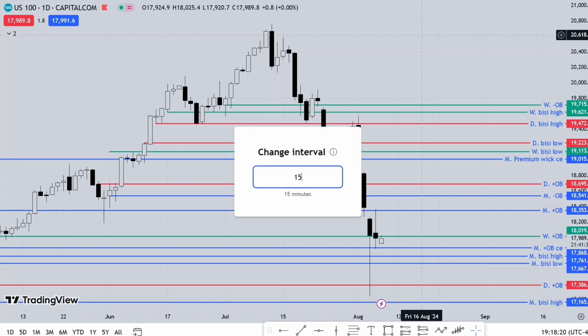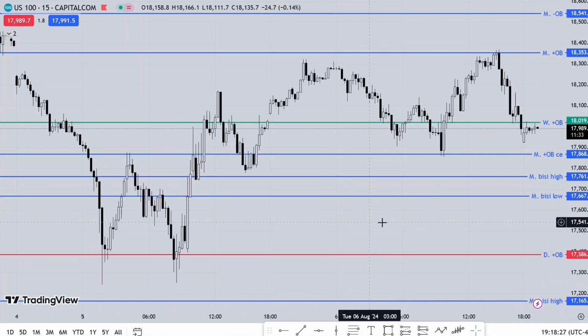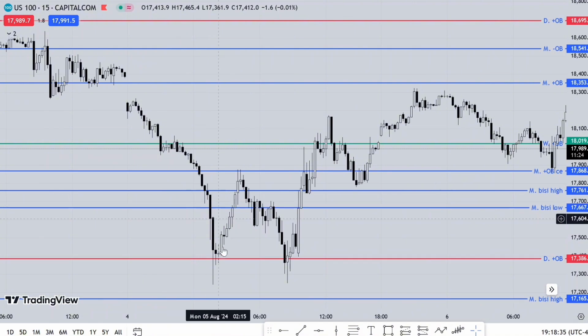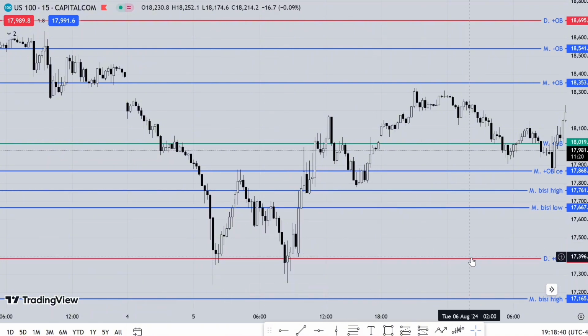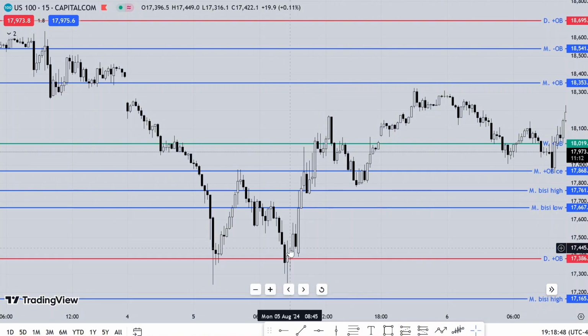So let's go right straight into it. On the 15-minute time frame, from Monday's trading here, you had price dug down to this daily bullish order block here. So here you have this daily bullish order block, and price dug down to it and then rallied higher.